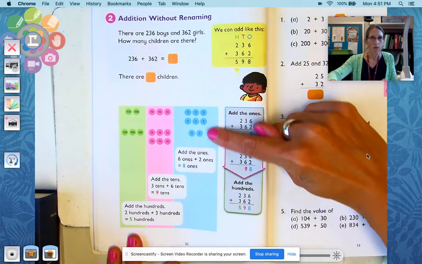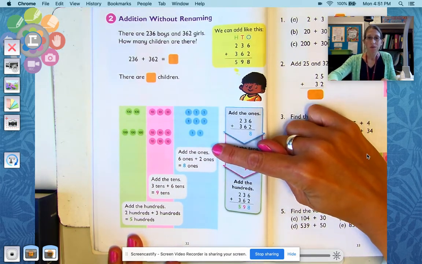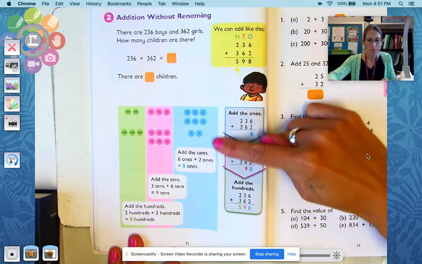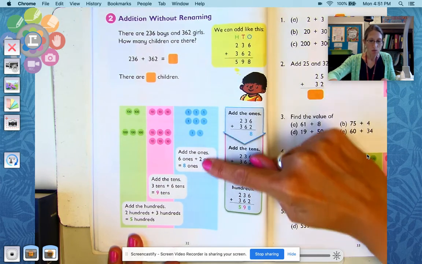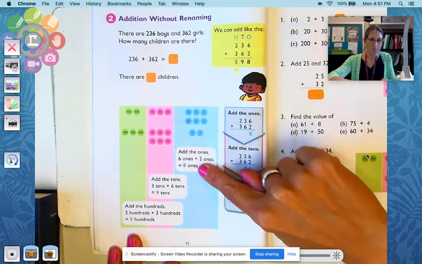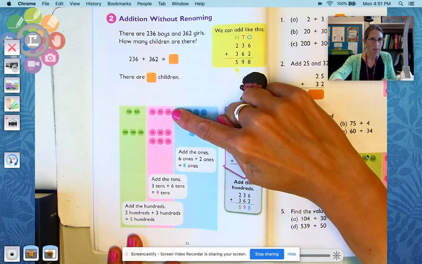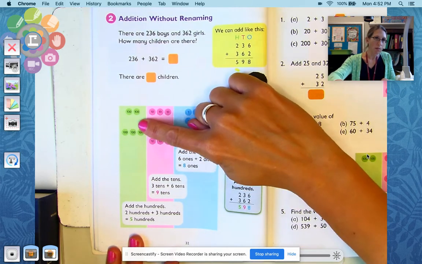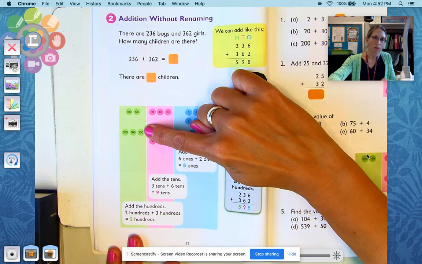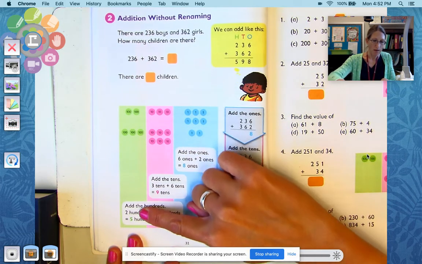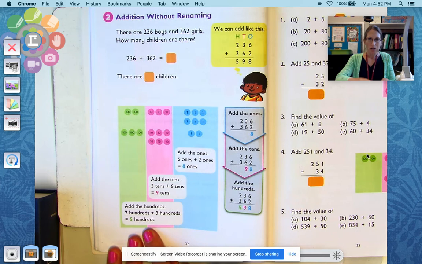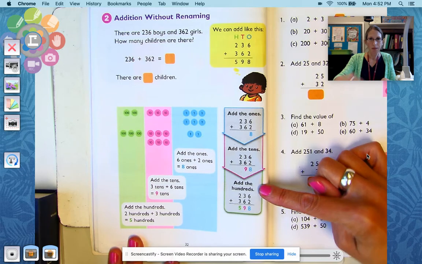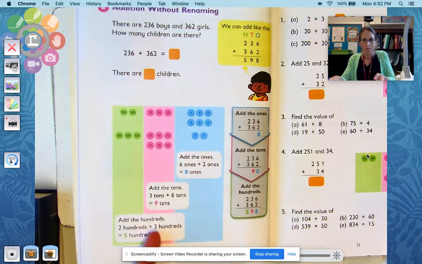We first add the ones. So I mentioned when we're using this vertical algorithm, we always start in the ones place, and we always start at the top. So we're going to add 6 plus 2, and that gives us 8 ones. And we're going to go to the tens place. 3 tens plus 6 tens makes 9 tens. And then finally we move over to the hundreds, 200s plus 300s, and that makes 500s. All right. So we add the ones, add the tens, add the hundreds. So that is what we're going to practice today.